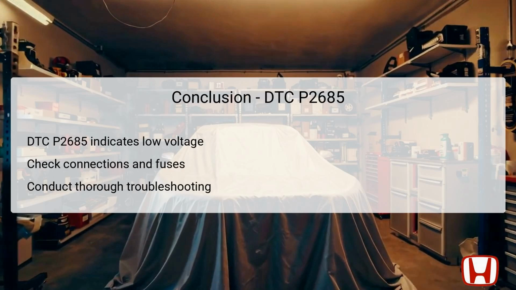longevity. In conclusion, the DTC P2685 signifies a low voltage condition in the actuator supply voltage C circuit, which can significantly impact the operation of the transmission control module. Addressing this issue requires systematic troubleshooting, involving steps such as verifying DTC presence, checking fuses, and inspecting wiring for integrity. Potential causes include poor electrical connections, blown fuses, or open wires, all of which demand careful examination.